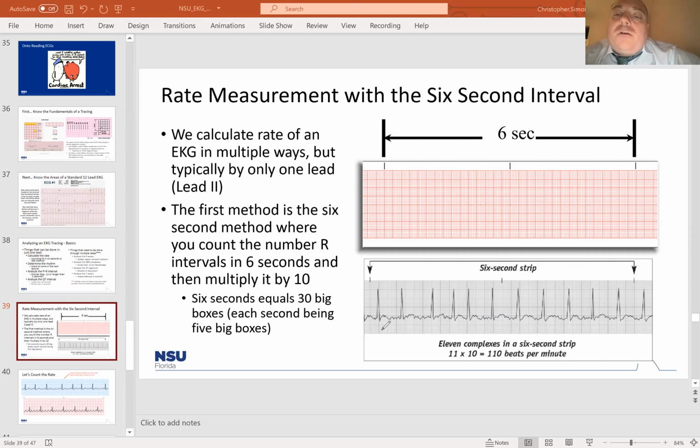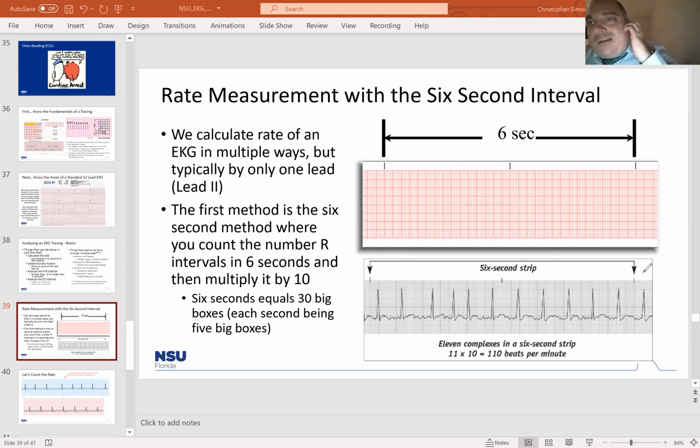Let's look for the R to R intervals. So remember we talked about R to R intervals. So what do we got? Let's find our R's. So that's an R, R, R, R, R, R, R, R, R, R, R. Okay. So not the same distance, not the same distance. So what did we say about irregular R to R intervals? That means it's an irregular rhythm.